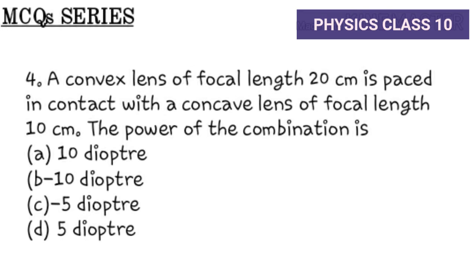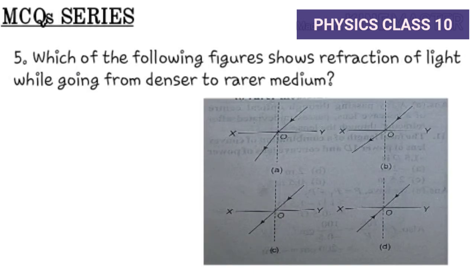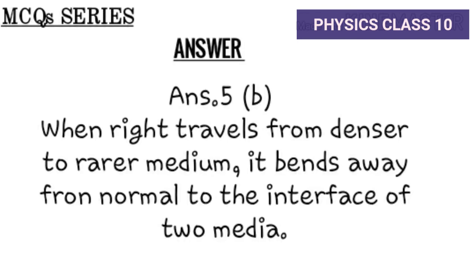Now question 4, a convex lens of focal length 20 cm is placed in contact with a concave lens of focal length 10 cm. The power of the combination is 10 diopter, minus 10 diopter, minus 5 diopter, or 5 diopter. Here is a simple numerical, and option C is correct. Now question 5, which of the following figures shows refraction of light while going from denser to rarer medium? Just observe the diagrams. For this, option B is correct.